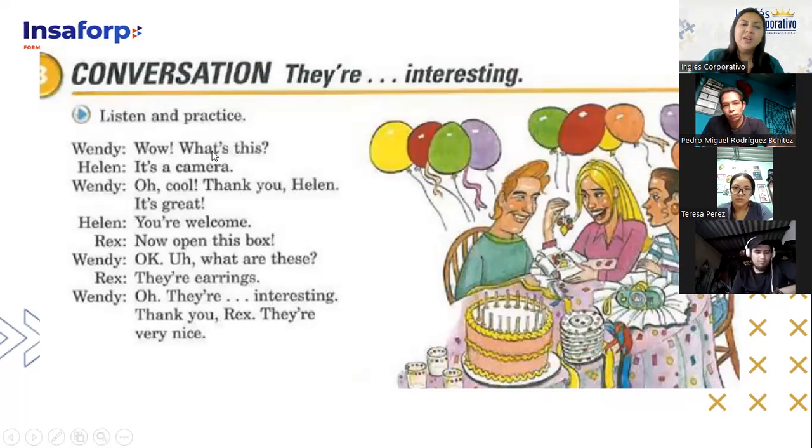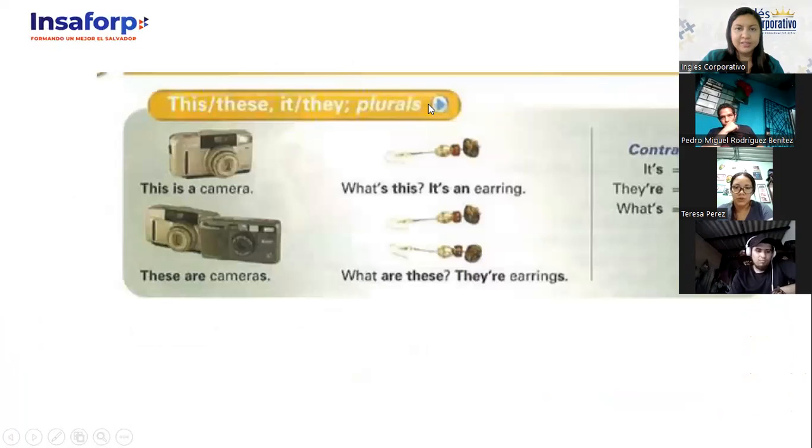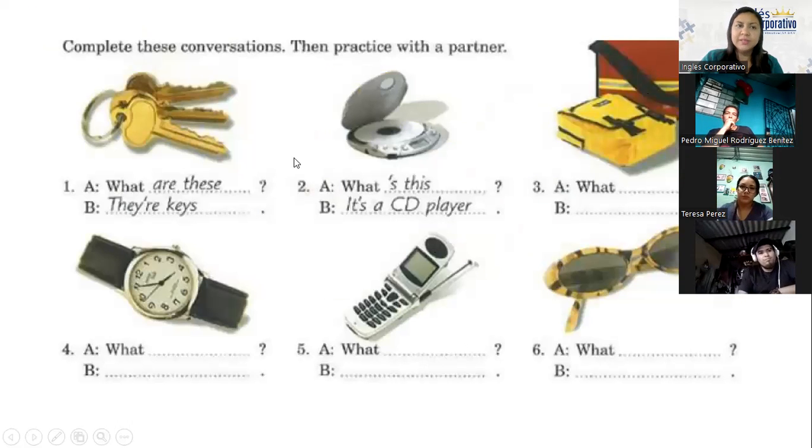So, in singular, we say, what's this? And the answer is, it's a camera. In plural, what are these? The answer, they're, or they are. We have more examples here. This is a camera. These are cameras. What's this? It's an earring. What are these? They are earrings. And it's is the contraction of it is, they're the contraction of they are, and what's the contraction of what is? We have some examples, some short conversations, and you're going to help me.